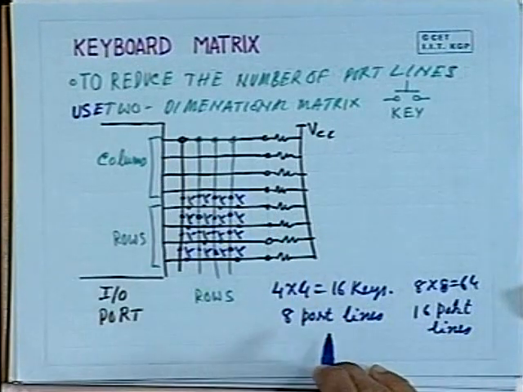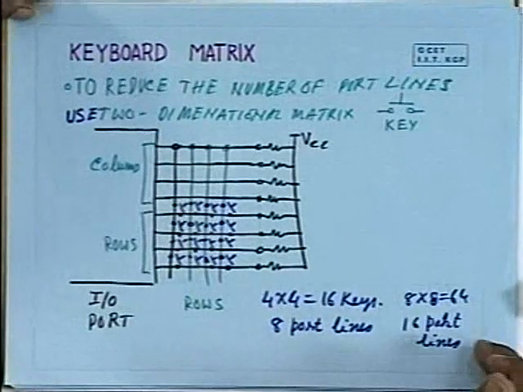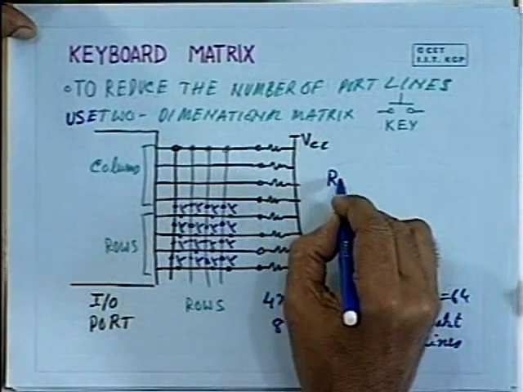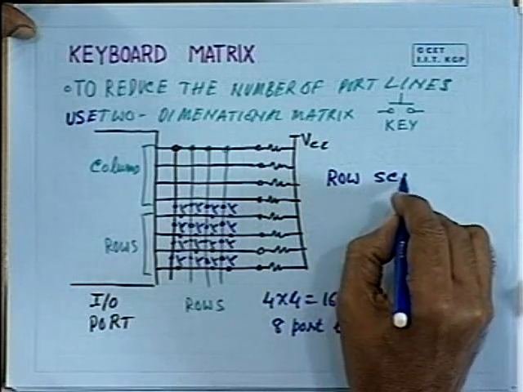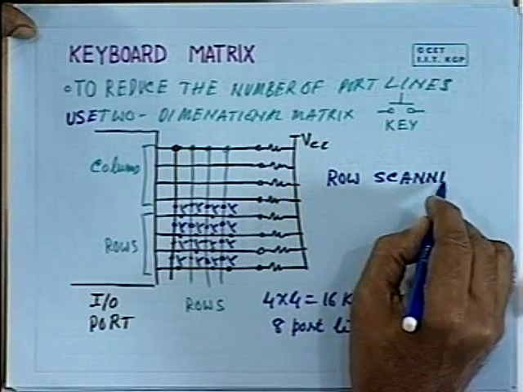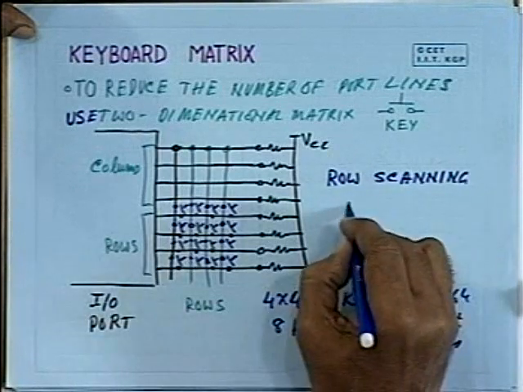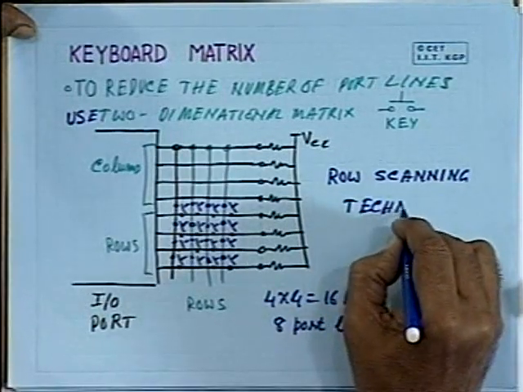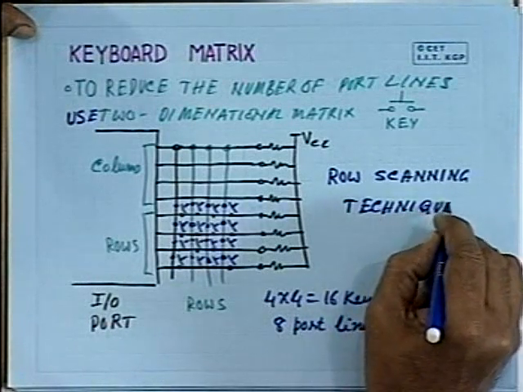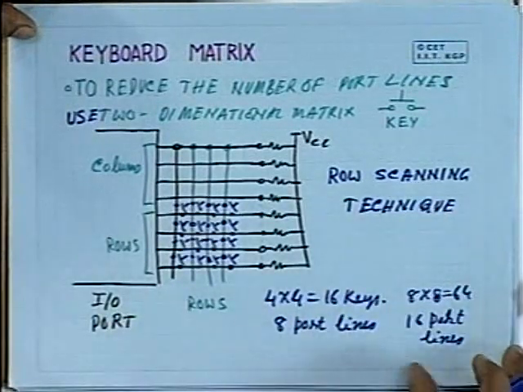The question naturally arises, how do you identify the closure of a key? That can be done by using the row scanning technique. The technique is known as the row scanning technique. I shall explain in detail this row scanning technique.